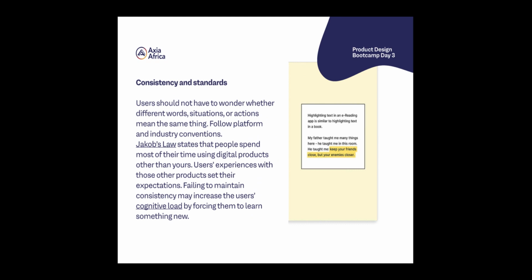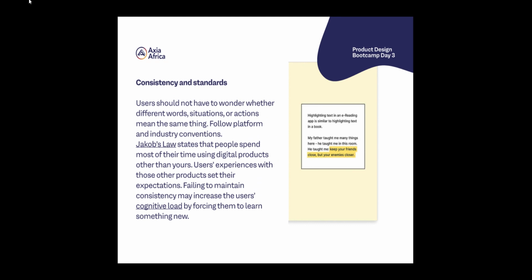Consistency and standards. Users should not have to wonder whether different words, situations, or actions mean the same thing. Follow platform and industry conventions. Jakob's law states that people spend most of their time using digital products other than yours. Users' experiences with those other products set their expectations. Failing to maintain consistency may increase the user's cognitive load by forcing them to learn something new.